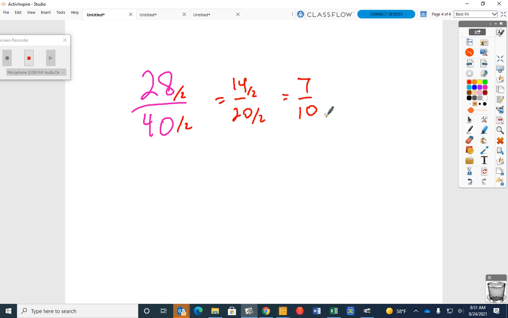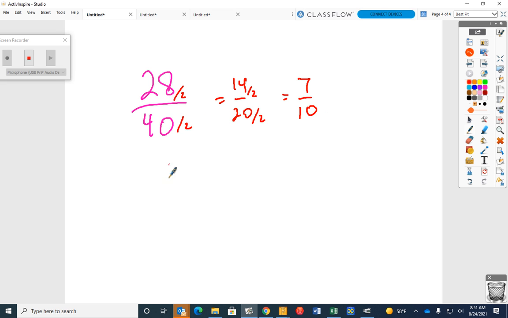Now, how do I know for sure that I cannot divide that and reduce it? What's the only number that goes into both of those? Brooklyn? 1. 1 is the only number, right? So that is considered a reduced fraction. Does that make sense? Easy, right?